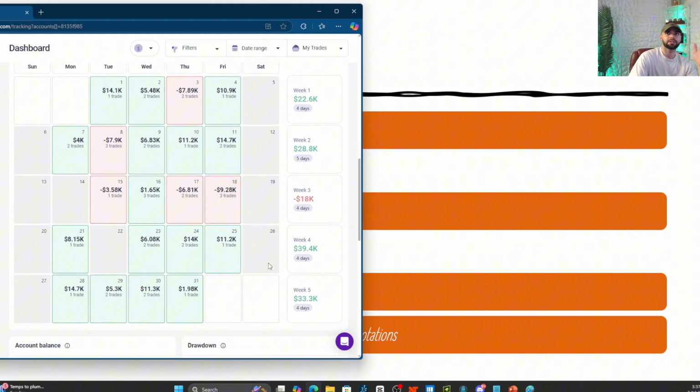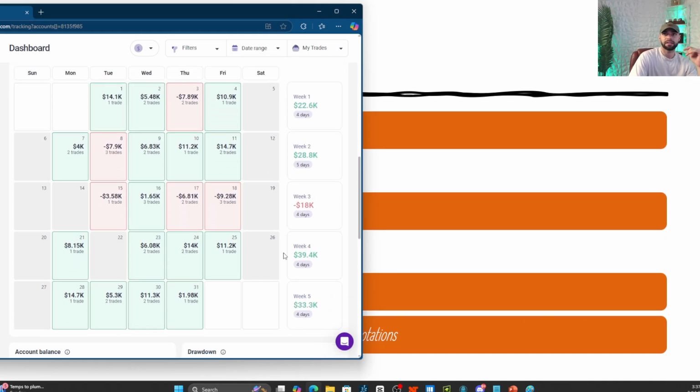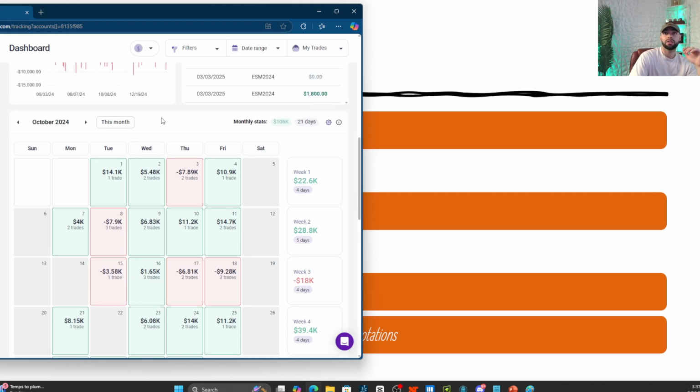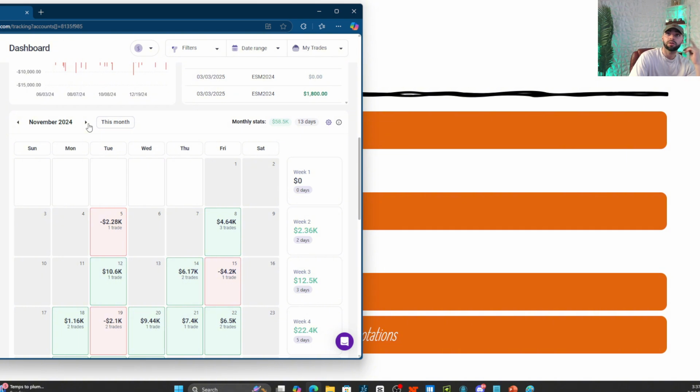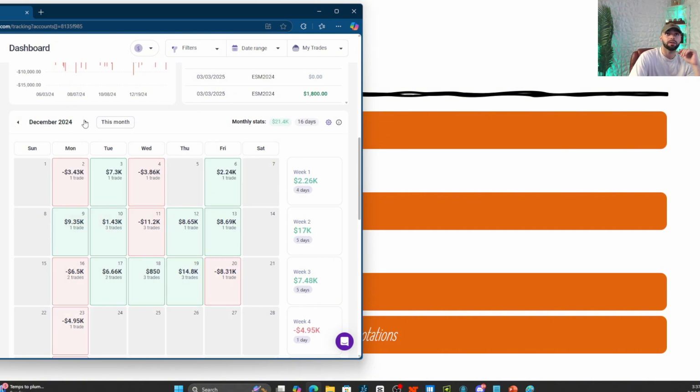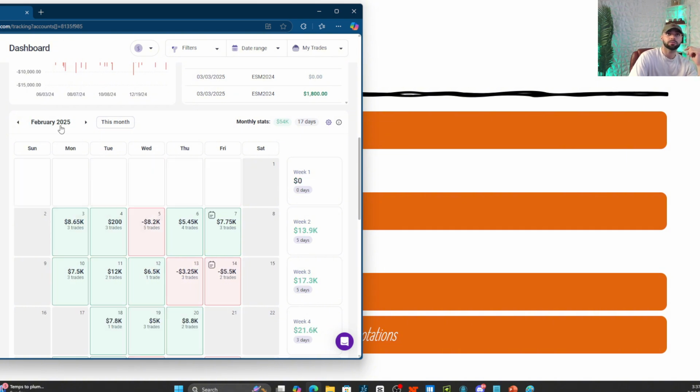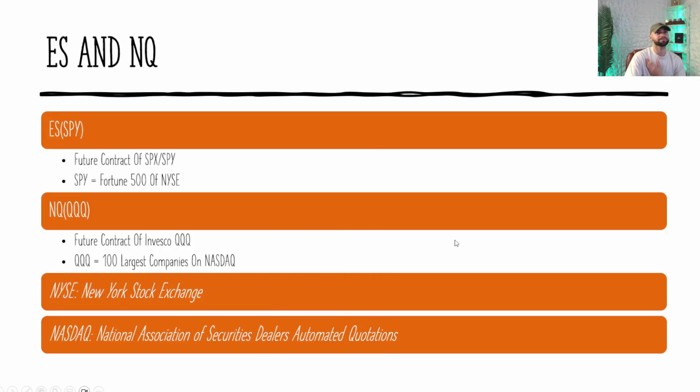We actually have some weeks where we go in 22K, 28K, negative 18K. You've got to be prepared to hit those losses, 39K, 33K. We have not had a red month in a long time. November, pulling 58K, December, bad month. So the start of this year has been a little bit difficult, a little bit tricky, but we've been doing decently well so far. Now, this is basically SPY, if you're familiar with SPY.